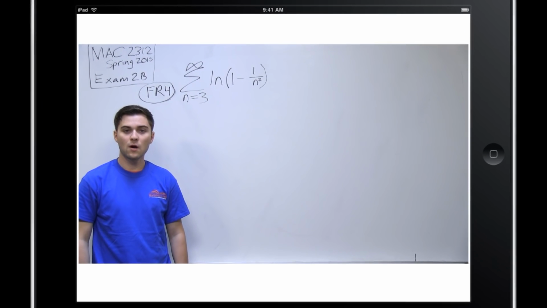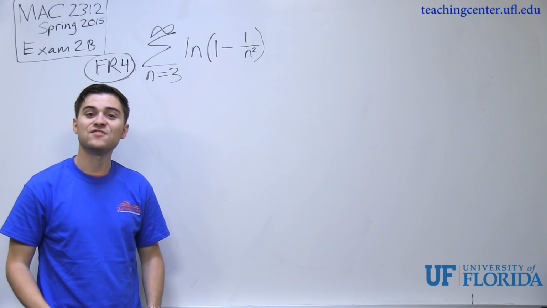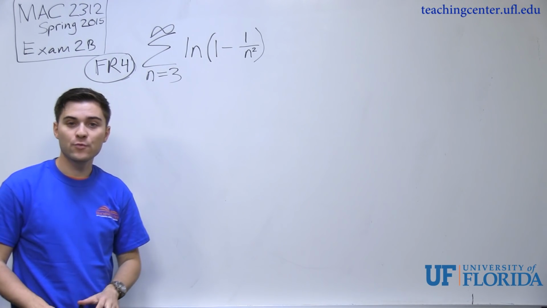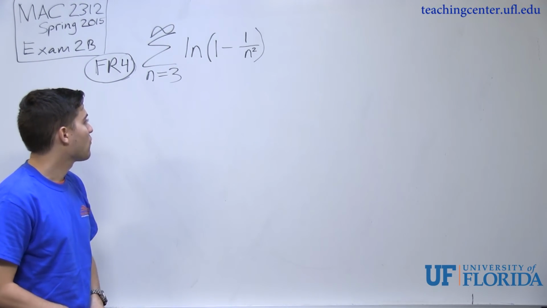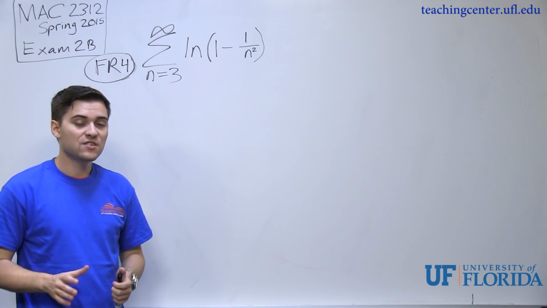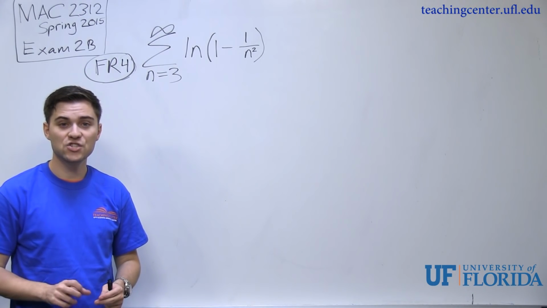So in free response problem 4, it's asking you to find if the series converges, and if it does, find the exact sum. So we are given the summation from n equals 3 to infinity of natural log of 1 minus 1 over n squared. It's important to note that if it wants us to find the exact sum, there are only two series that we can do this with, telescoping and geometric.